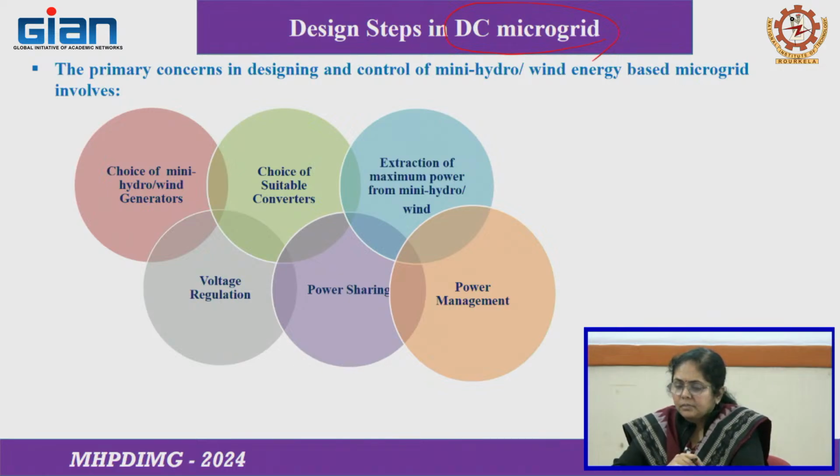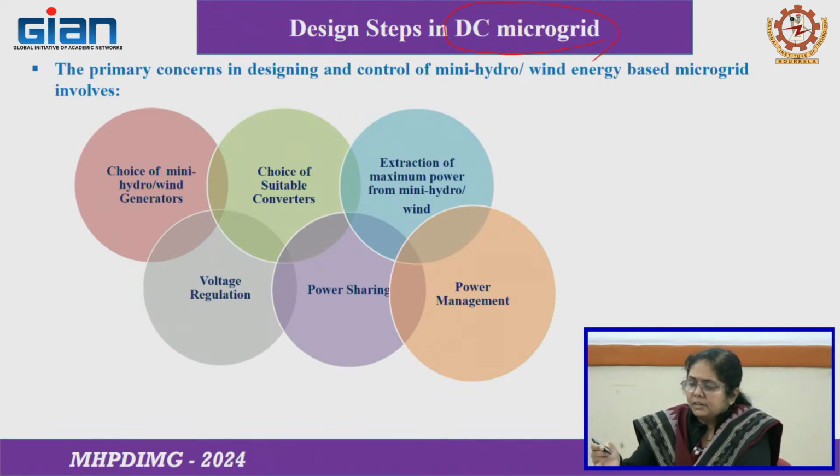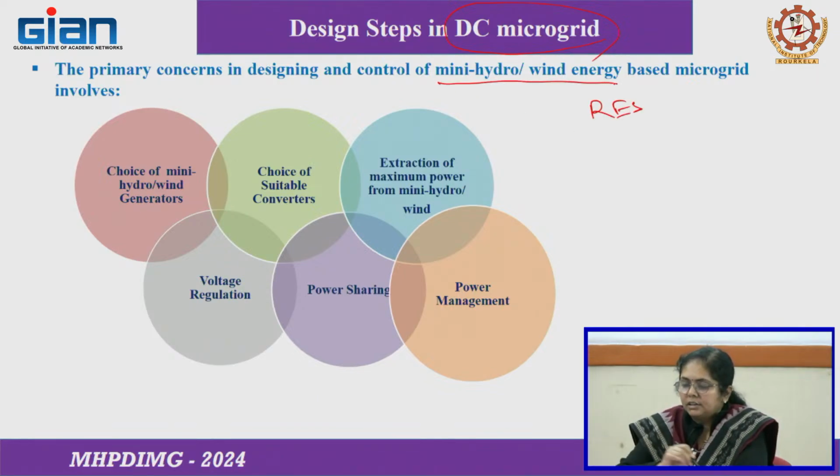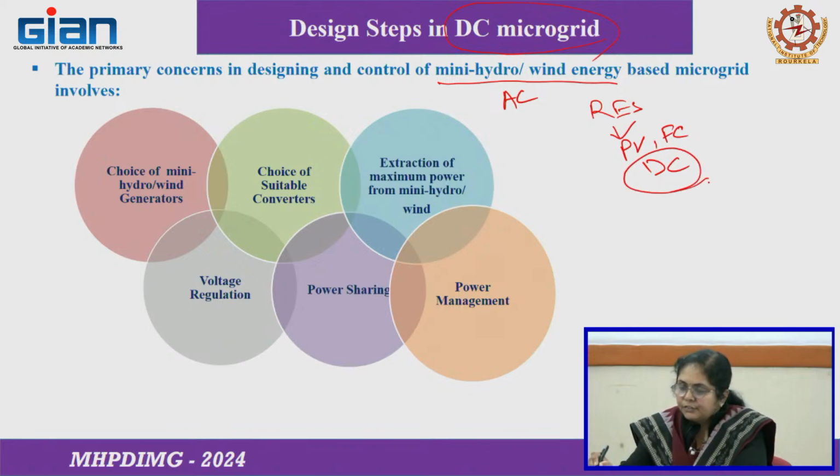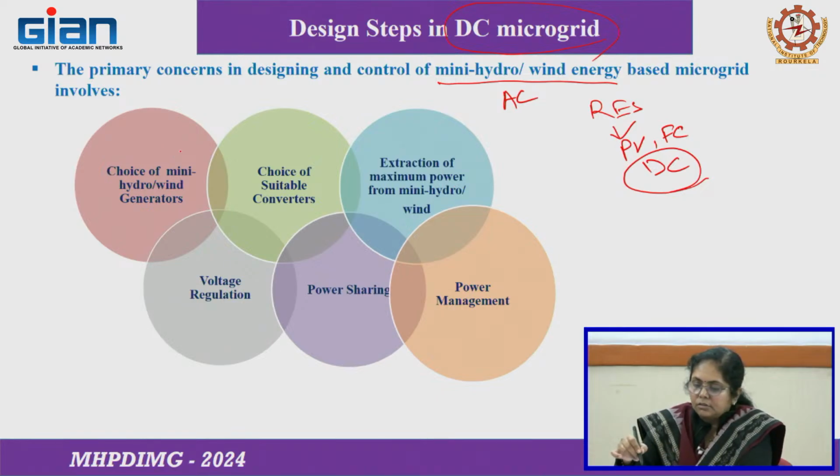Okay. So, when you are going for the renewable energy source, whether it is a mini hydro or wind, you have already seen the output is AC. And if you are taking sources like PV or fuel cell, the output will be DC. So, based on that, the steps will be a little different. But here I have tried to show you the design steps.